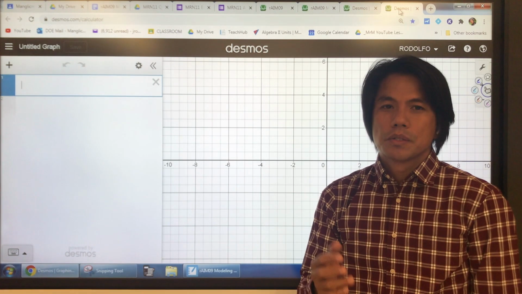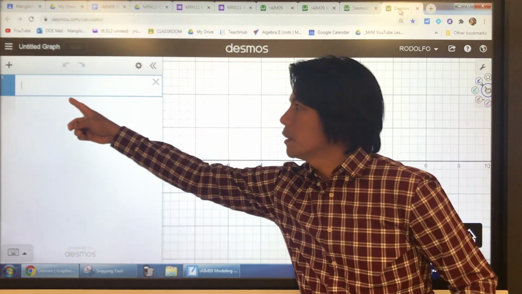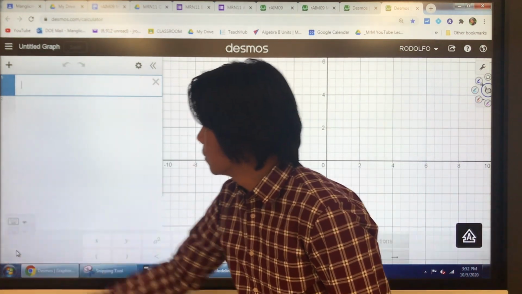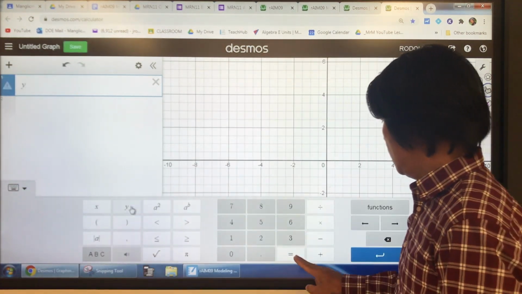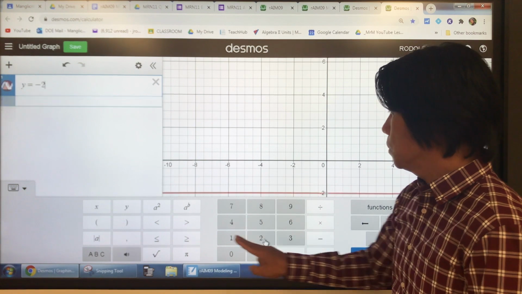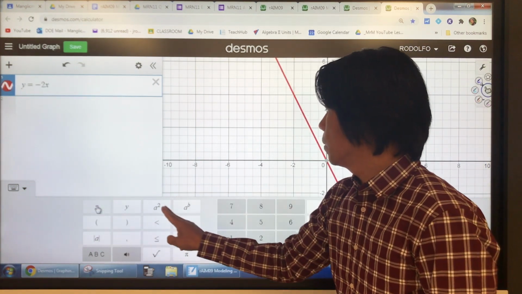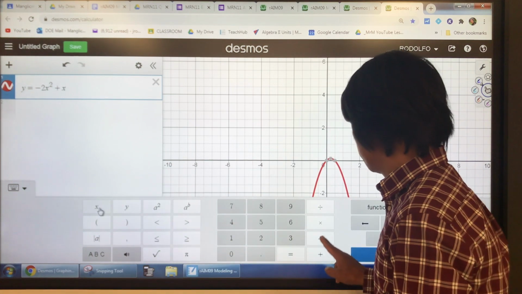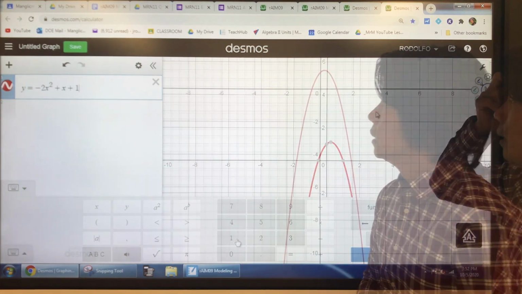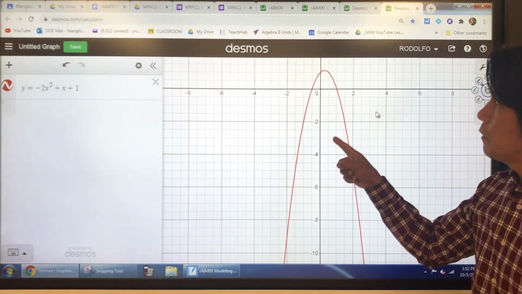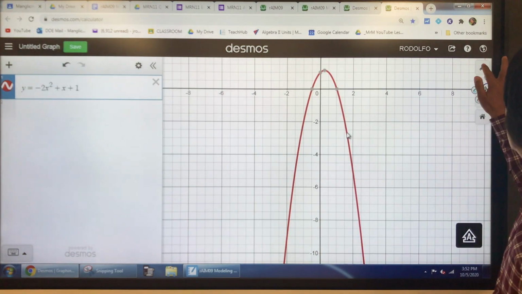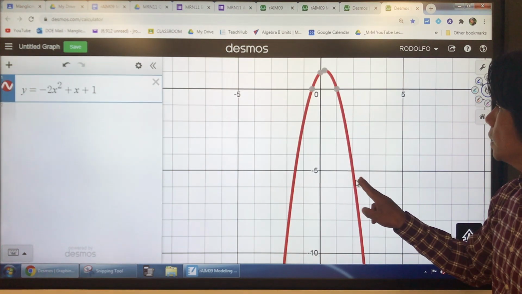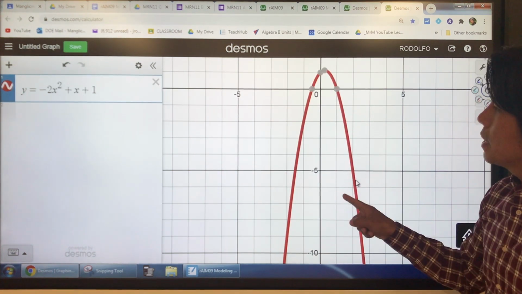Okay, so what do we do? We need to type in the function there in the left panel. So y equals negative 2x squared plus x plus 1. Now notice that the graph of the function pops up here. Alright, let's make it bigger right there. Now, is this what we need?